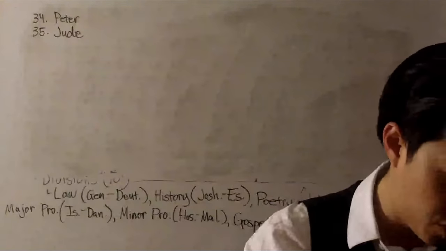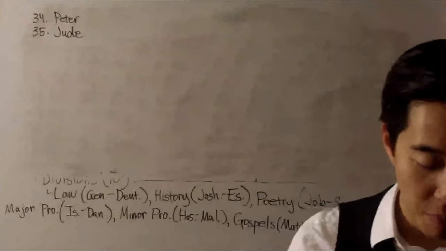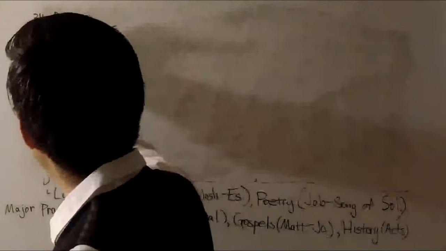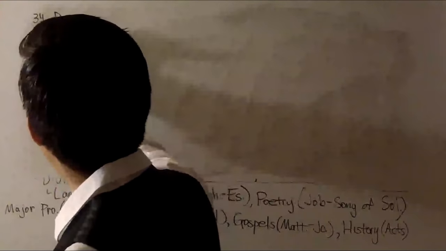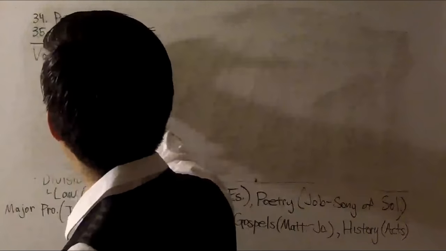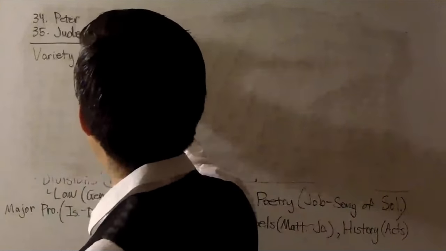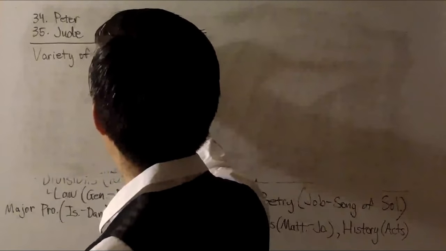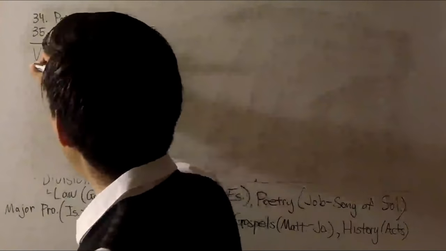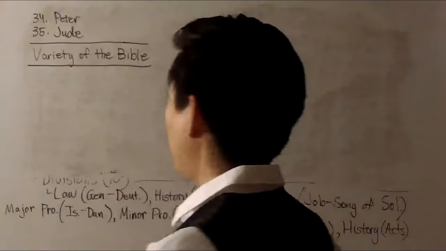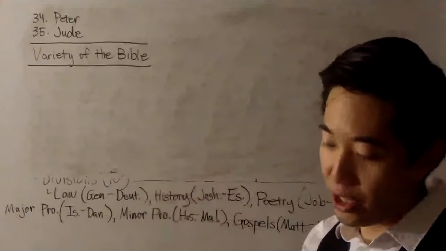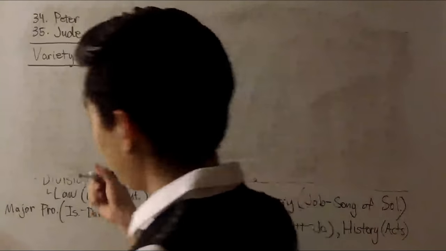Now I'm going to come to my favorite part here, variety of the Bible. This is amazing right here. We're going to talk about the variety of the Bible. This is fascinating how the Lord used your book, friend. Your Bible is such a diverse book. It is a book full of diversity and richness. Look at all the varieties of the Bible and look how God miraculously put all those things together.